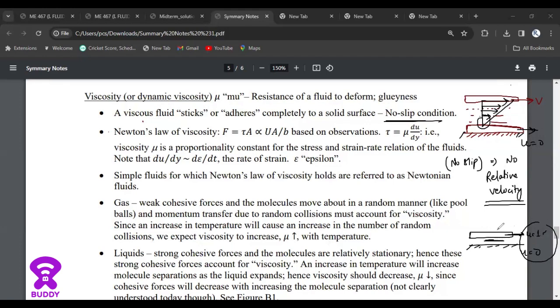Between that, that should not happen. The fluid particle which is just attaching to the plate should have net relative velocity 0. For that, the velocity of that fluid particle should also be 0.